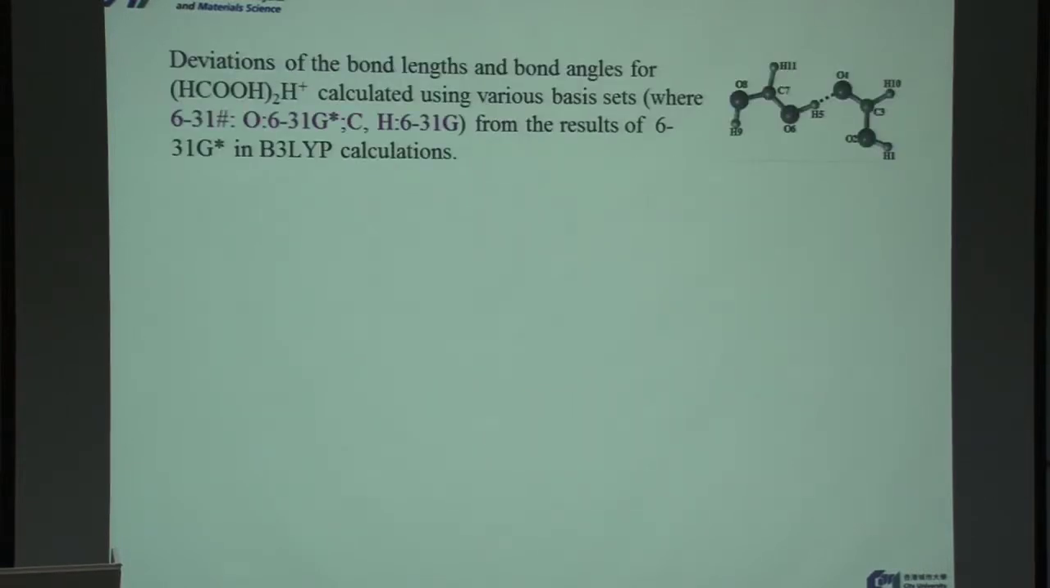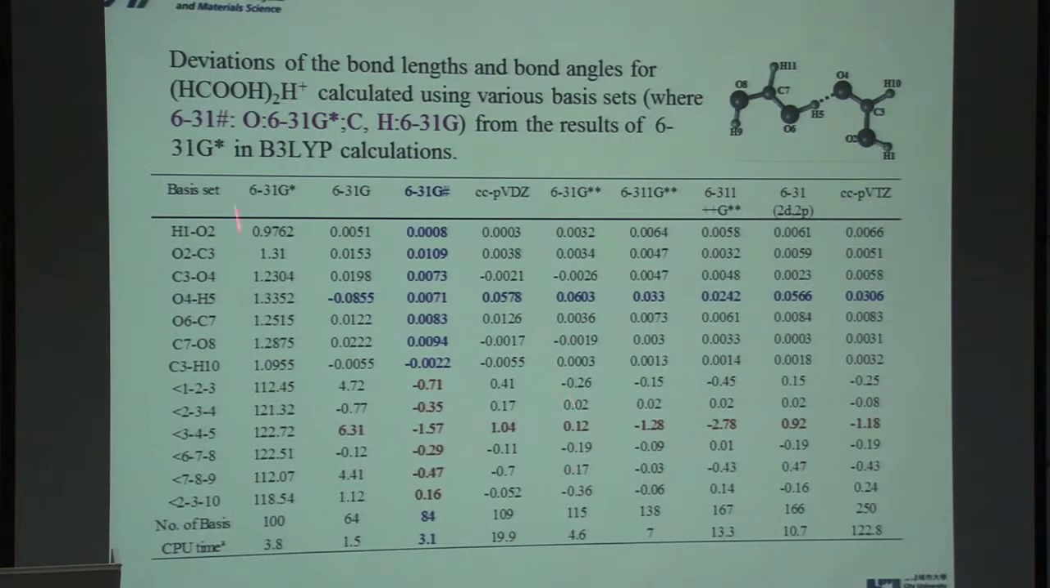So let me show you the results. The results shown in this table are not exactly what I said, because at that time I did not put a polarization function here. So look at this column. This is the deviation of the geometric parameter from the geometric parameter obtained using 6-31G star. You can see that the deviation for this is, of course, very small, but let's look at one which is pretty sensitive. This one, oh, this is an angle. This is a bond, oxygen 4, hydrogen 5. So this is the hydrogen bond. With 6-31G, this deviation is that much, but with this so-called economic basis set, the deviation is much reduced.